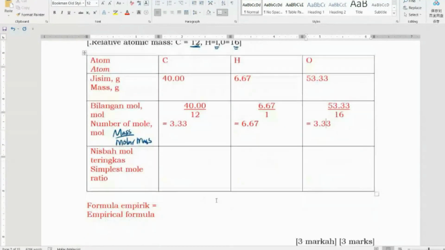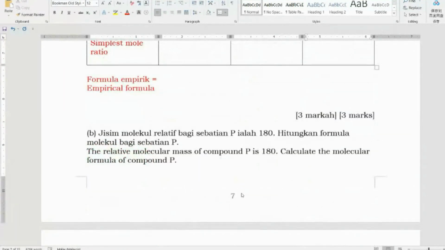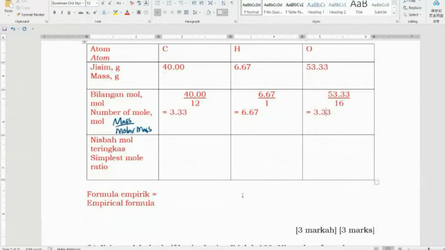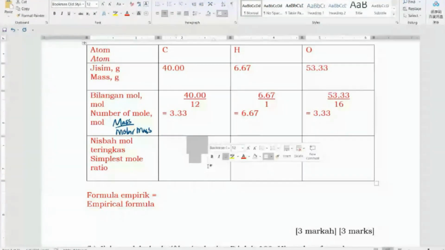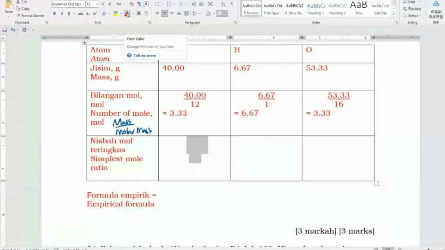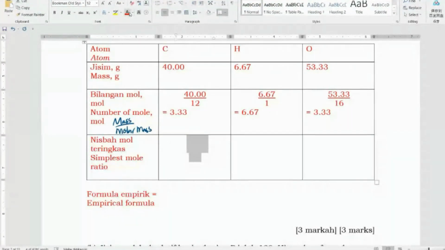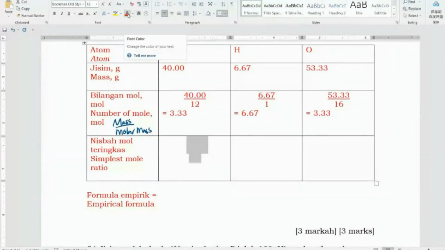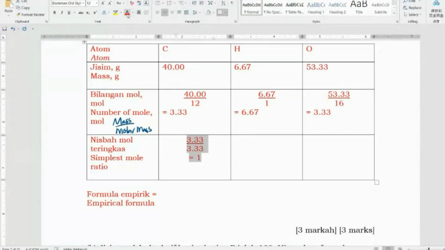Now we are talking about this page number 7. Okay, so what is the value you get from here? 3.33 divided by 3.33. So what is the value, class? 1, right? Okay. You get 1.